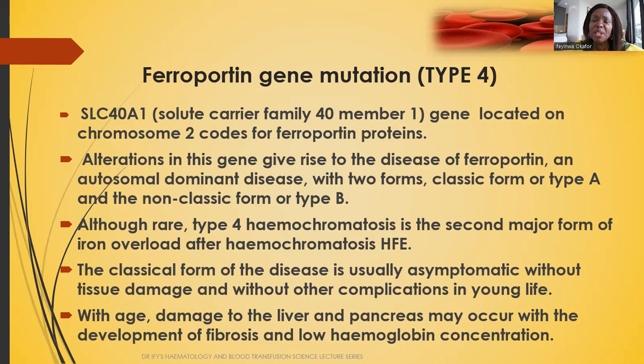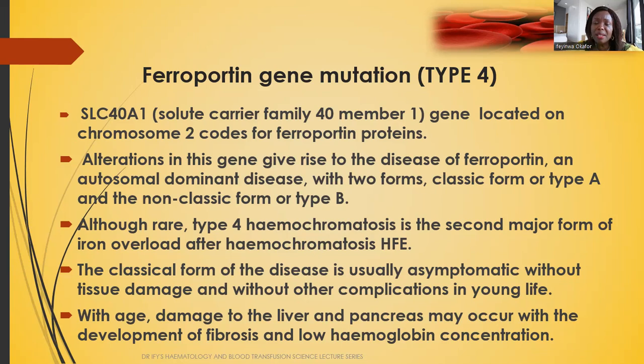Alteration in this gene gives rise to a disease called ferroportin disease. It is an autosomal dominant disease with two forms. The type of hemochromatosis that occurs as a result of mutation in the ferroportin gene can be divided into the classic form, which can also be called type A, and the non-classic form, which can also be called type B. Although this type of hemochromatosis is rare, type 4 hemochromatosis is the second major form of iron overload after hemochromatosis due to HFE gene mutation.